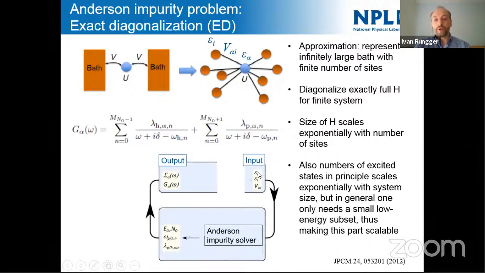So the algorithm is illustrated at the bottom. You have an input set of parameters, epsilon and V, which characterize the molecule, basically the Hamiltonian. Then it's the tricky bit: you have to solve it using this Anderson impurity solver. But assuming you can do that, you get all these eigenfrequencies and coefficients lambda. And with this equation, you get the Green's function, and then straightforwardly also the self-energy, which is a related quantity.